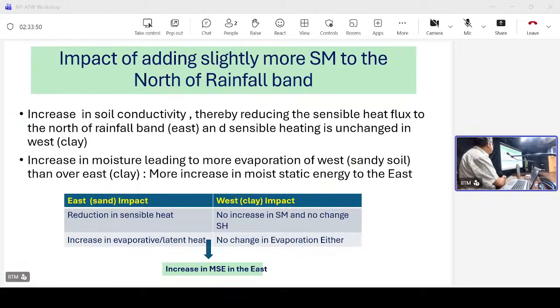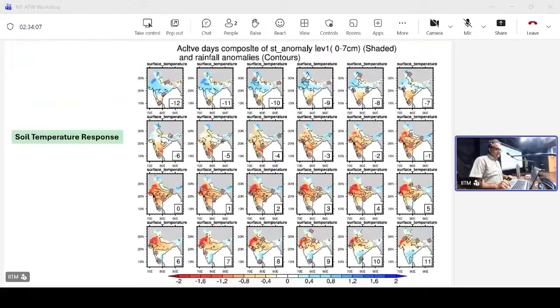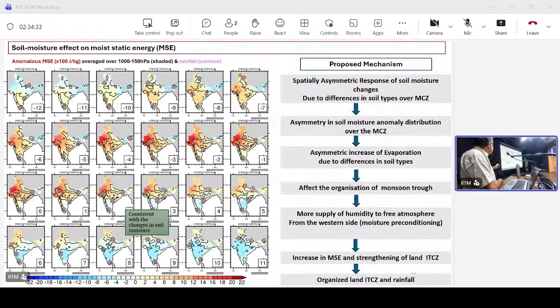So that leads to an increase in the evaporative fraction. It means that if we increase soil moisture slightly on this side, based on energy considerations it will create a different type of response over east and west. As you can see, the temperature has cooled down here. This is the surface temperature. Because there is more soil moisture, the temperature has cooled down here. This is red, which is negative, but it is a low value. And if we plot the moist static energy, the moist static energy has increased.